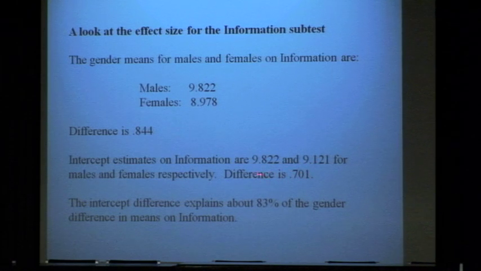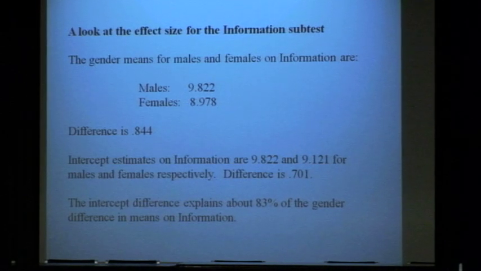So the difference in the intercept estimates is 0.7. And if you look at that difference as a proportion of this difference, in other words, how much of the mean difference is explained by the intercept difference, it's about 83%. So about 83% of the gender difference in means on this test is explained by this artifact that we found, the measurement intercept difference, which is substantial.